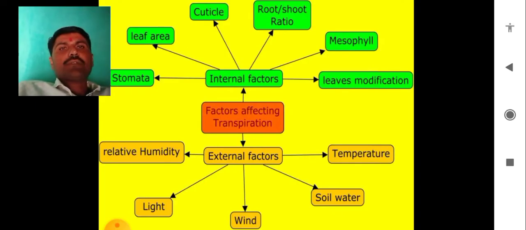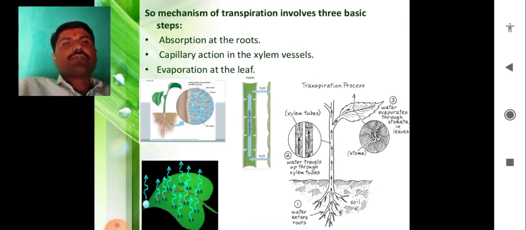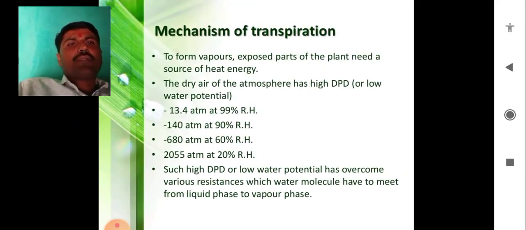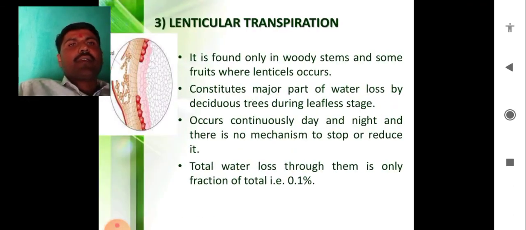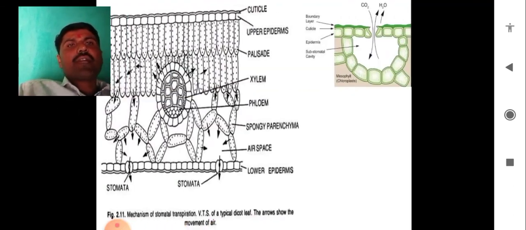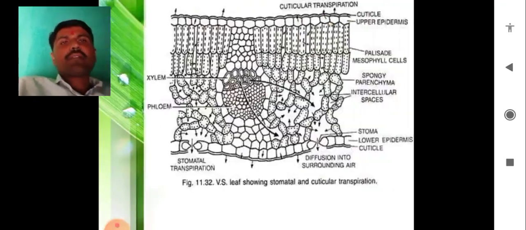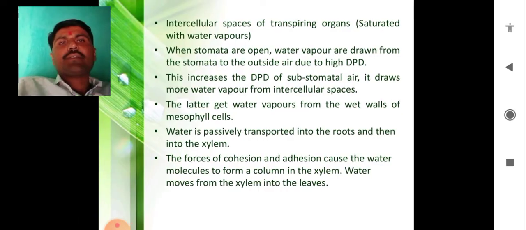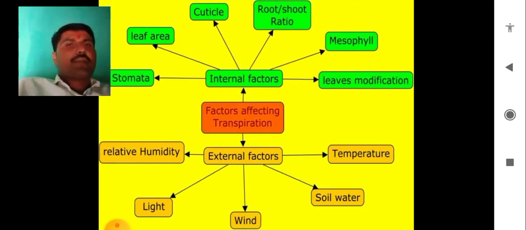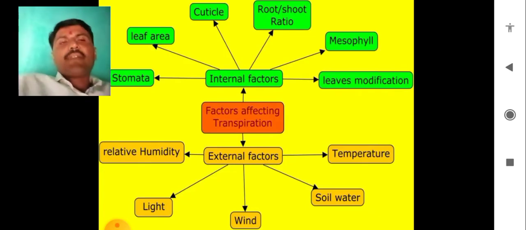Sometimes the flowers also take part in the process of transpiration. Well, now what are the factors? We have learned about the mechanisms also: how the transpiration process takes place, lenticular transpiration, cuticular transpiration, as well as stomatal transpiration. So there are different types of transpiration that we have studied so far. Now, friends, what are the factors which affect the process or mechanism of transpiration?